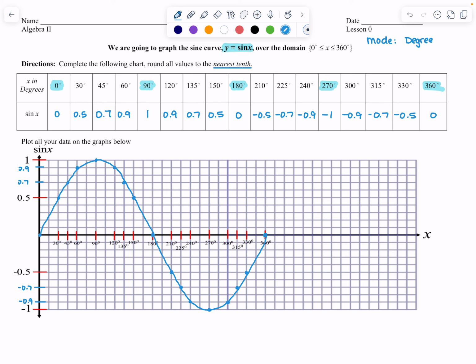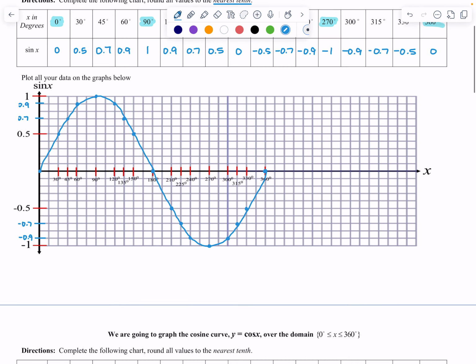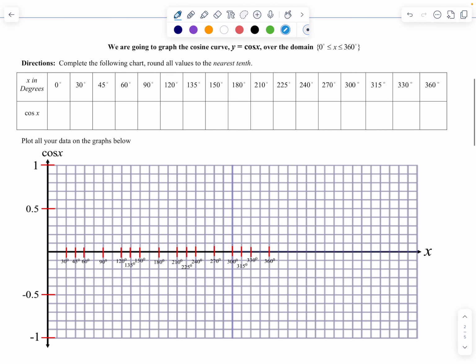Okay, now we're going to do the same thing, but we're going to look at the cosine function and what it looks like. So for cosine, you're going to do the same thing. You're in degree mode at this point, so keep yourself in degree mode. And now you're going to type in these values for cosine. So what is the cosine of 0 all the way to the cosine of 360? So please pause the video and then pick up with me once you think that you've got the table.